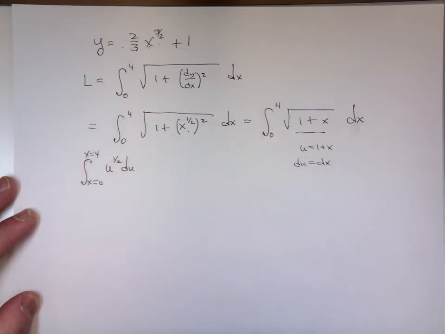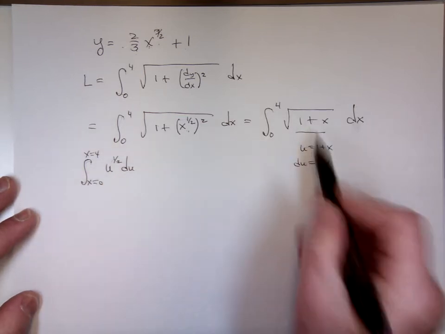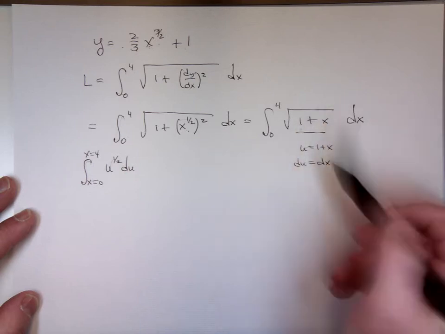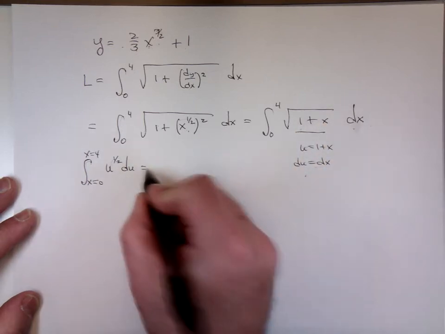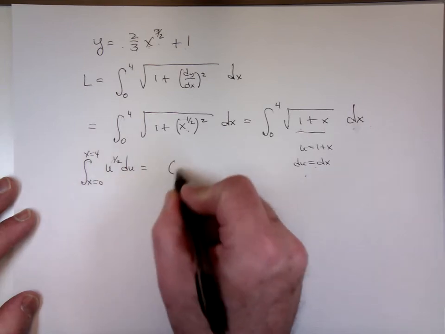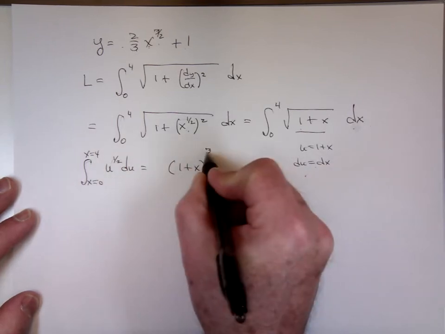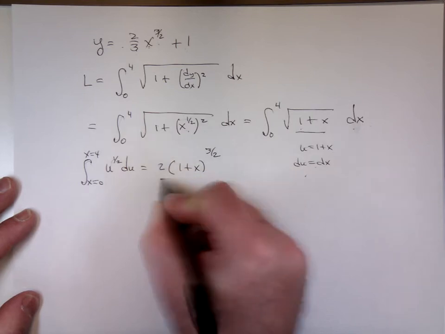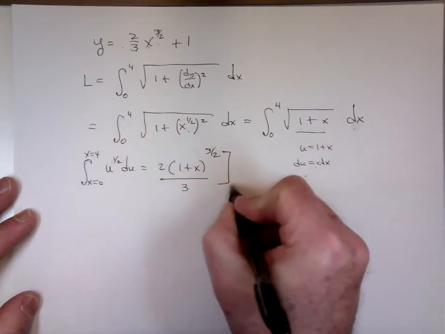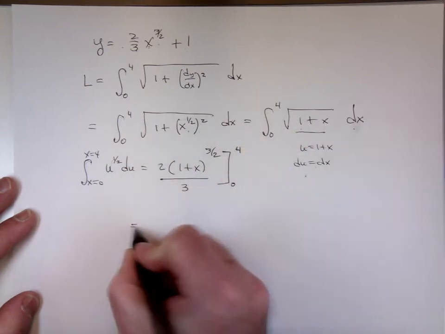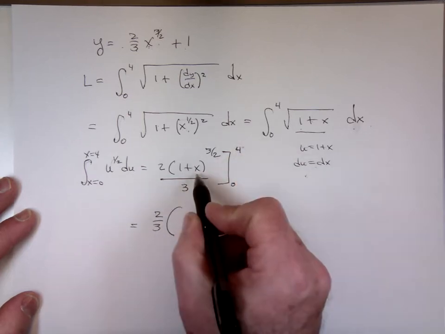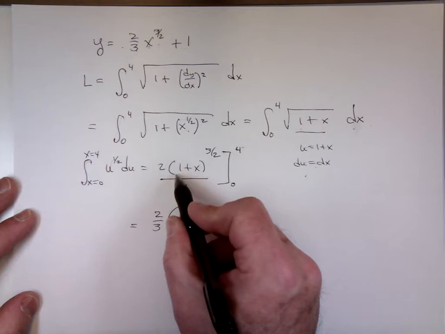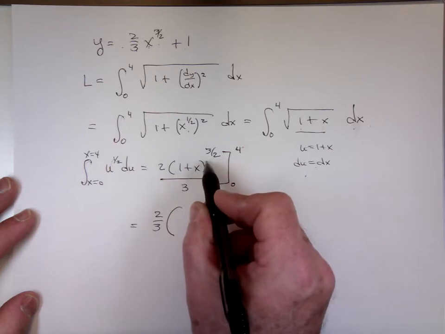You don't even have to multiply by anything, because you just have u to the 1/2 du. You already have the du. All right, integrate this, you get u to the 3/2 times 2/3 from 0 to 4. It's equal to 2/3 times 4 plus 1 is 5 to the 3/2. 5 to the 3/2 is 5 square roots of 5.